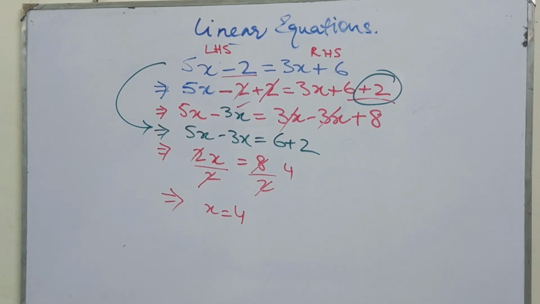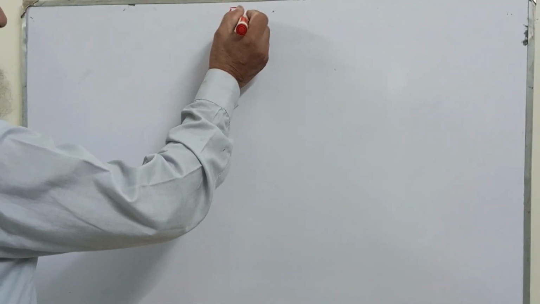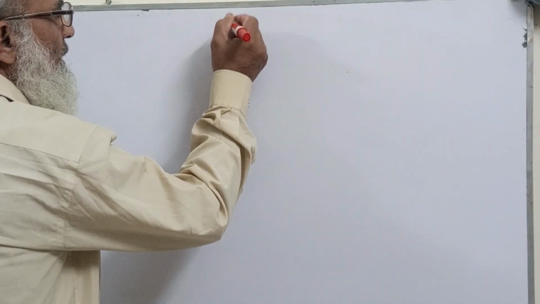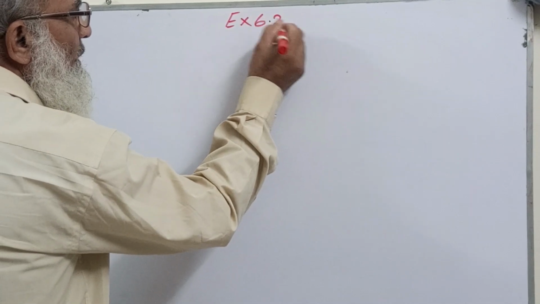Now I think I should proceed to the exercise right away, because there are five questions with almost 6 to 10 parts in each question. Now I'll be starting exercise 6.2 from question number 1. Exercise 6.2. Now, dear students, let us start exercise 6.2 straight away.